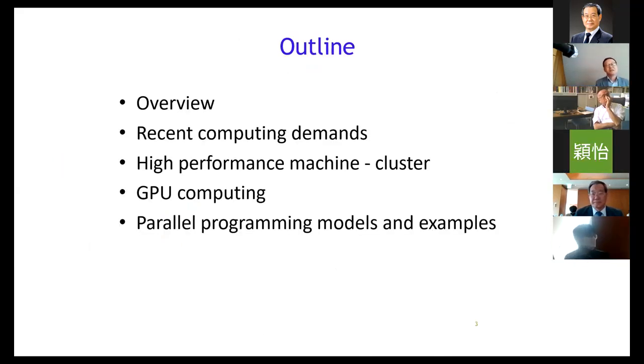I will talk about the background of this information, and I will introduce recent computing demands, and the main topic, the high performance computing machine, is introduced. Usually it is called a cluster, and recently, to get more speedup, the GPU, general purpose graphic unit, is included in the computing area. So I talk a little bit about that. And finally, even though it's not mostly in your field, I'd like to introduce how to program the parallel machines. A brief description and examples will be given.